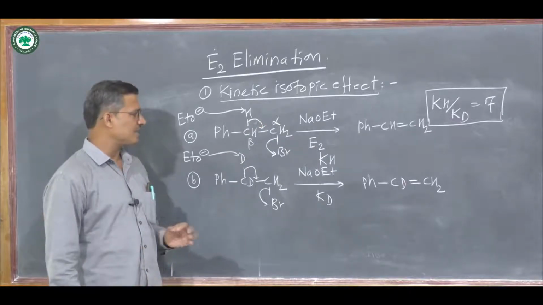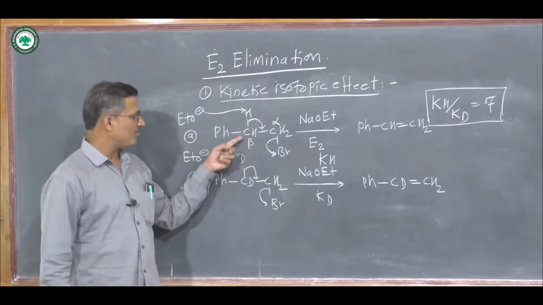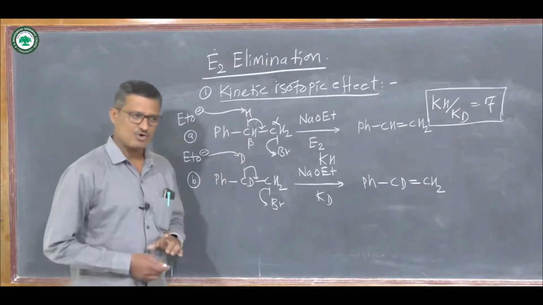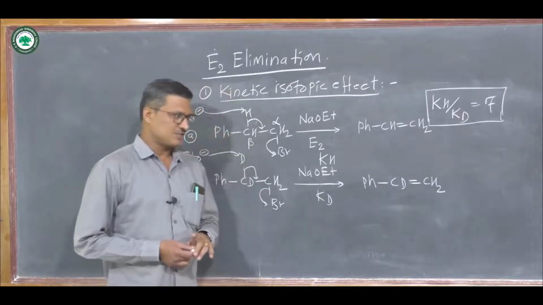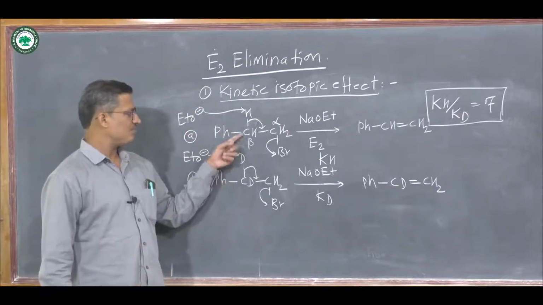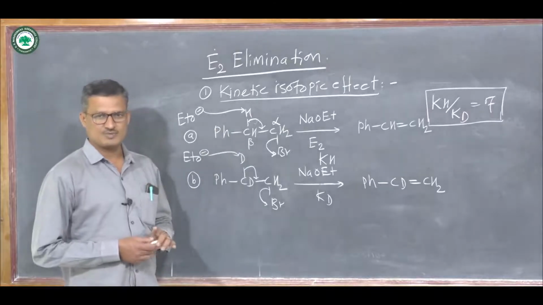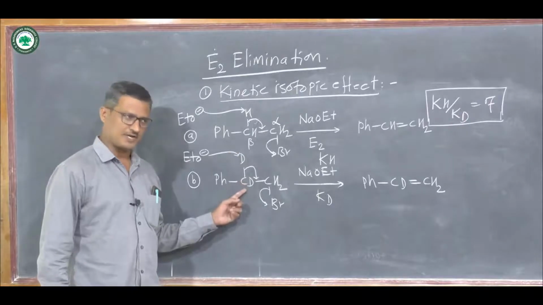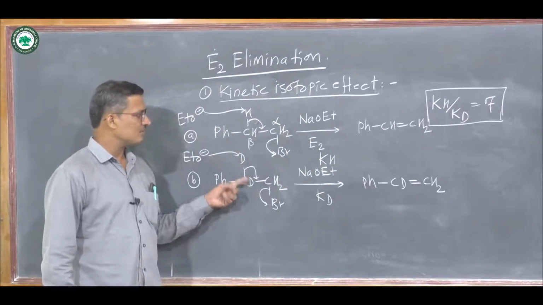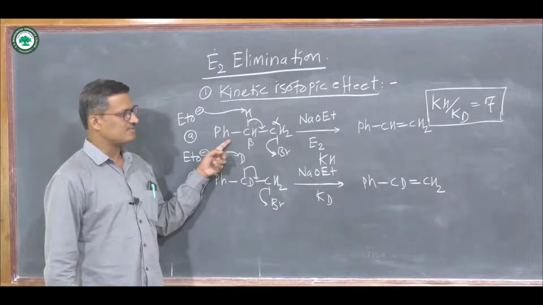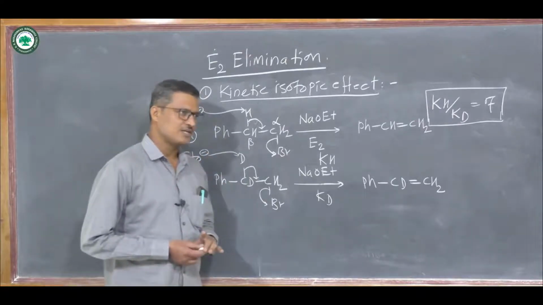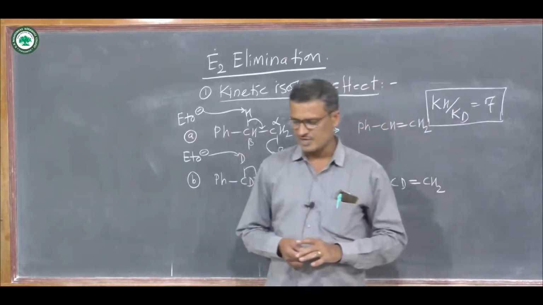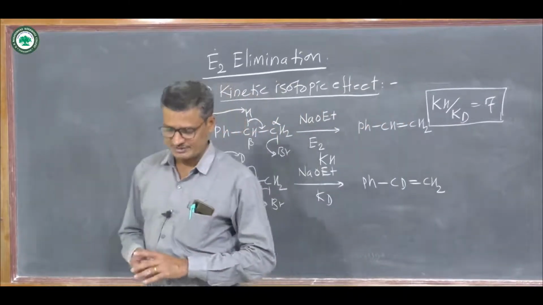It indicates that in E2 elimination, the bond between the beta carbon and hydrogen is broken in a slow step, or rate determining step. Suppose the bond between beta carbon and hydrogen is not broken in a slow step, or is broken in a fast step, then both the reactions have the same rate. But what is your observation? The first reaction is 7 times faster than the second one. It indicates that the bond between beta carbon and hydrogen in the E2 elimination is broken in a slow step.